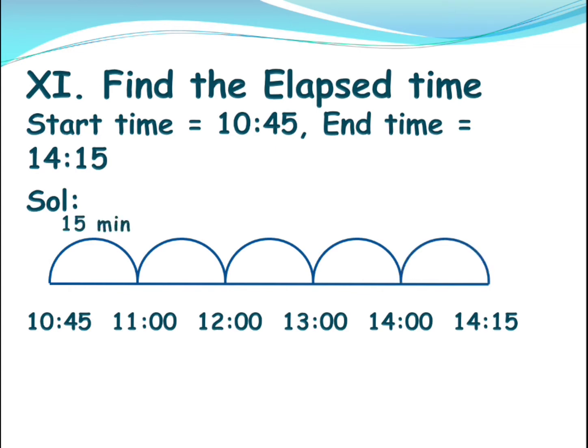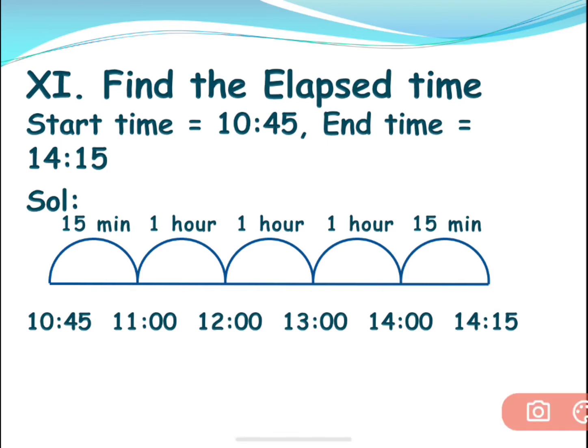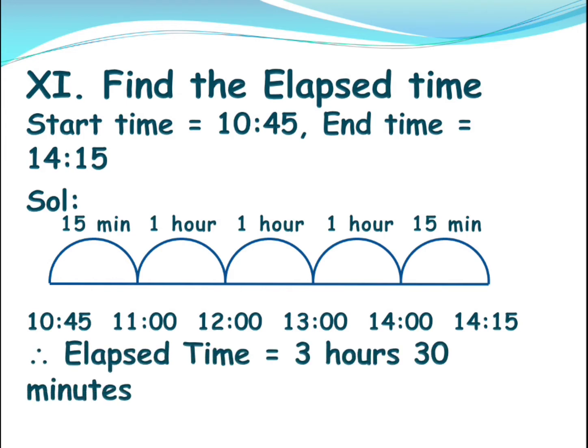But from 11 to 12 it is 1 hour, that is 60 minutes. Again 12 to 13 also 60 minutes, which is 1 hour. 13 to 14 also 60 minutes, that is also 1 hour. Now 14 to 14:15 is 15 minutes, isn't it? Now add everything. 1 hour plus 1 hour plus 1 hour, 3 hours, plus 15, 3 hours 15 minutes, plus 15, 3 hours 30 minutes. So the elapsed time is 3 hours 30 minutes.